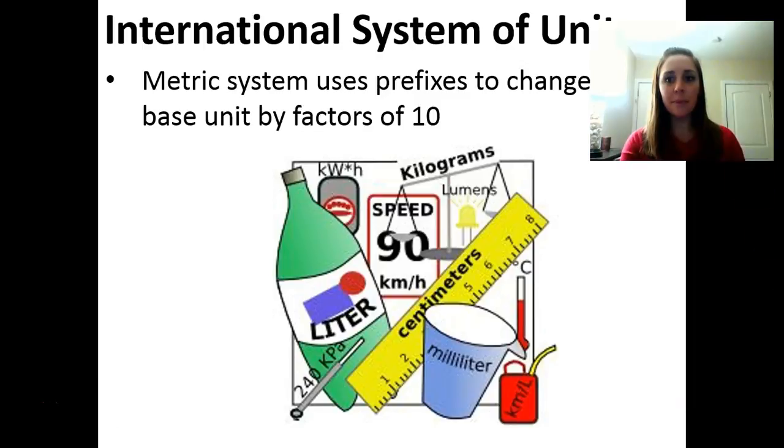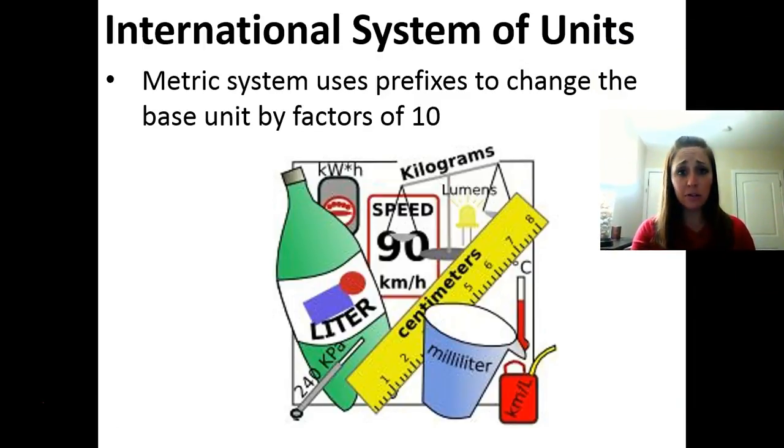So the metric system is basically a system that measures things and it changes things by a factor of 10. So why that's nice is multiplying and dividing by 10 is really easy. You just move your decimal.